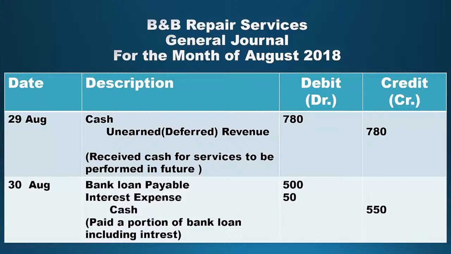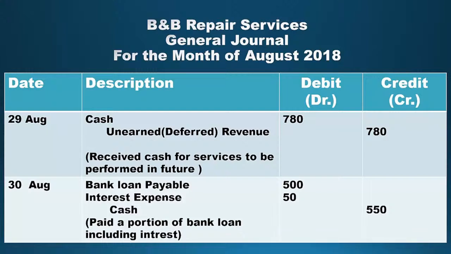Step 1. What happened? The company paid $550 toward its bank loan. Of this amount, $500 was applied to the loan principal and $50 was for interest. Step 2. Which accounts are affected? Bank loan payable decreases because the company is paying down the principal of the loan. Interest expense increases because the company is incurring this cost as part of borrowing money. Cash decreases because the company paid this amount.